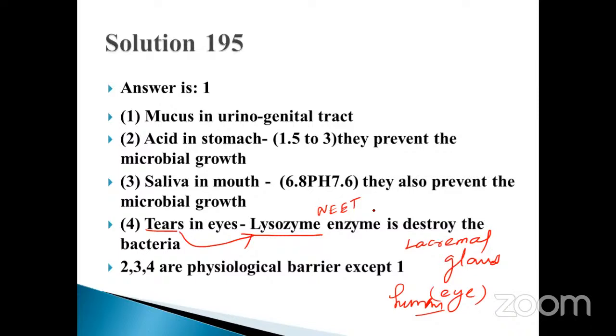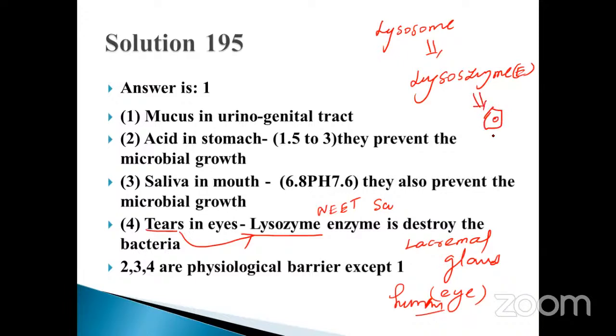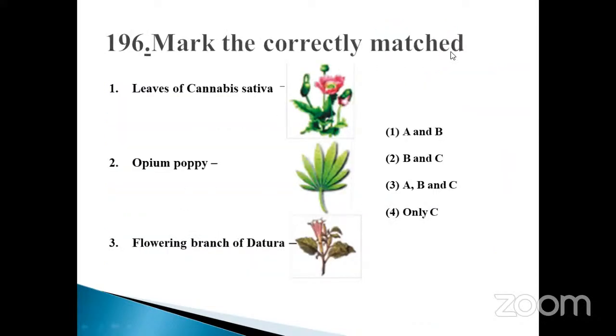Lysozyme also acts like suicidal bags. You already know the lysosome. The lysosome secretes the lysozyme enzyme. This enzyme completely kills the microorganisms. So these are the 3. So 2, 3 and 4 are physiological barriers, except the first one, the mucus present in the urinogenital tract. See the mark, the correctly matched.